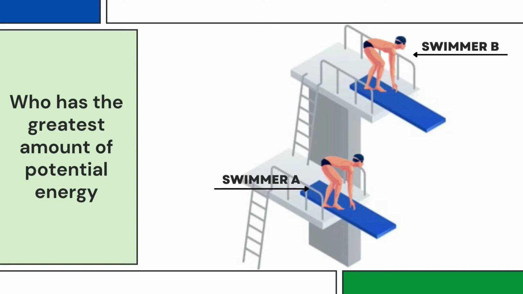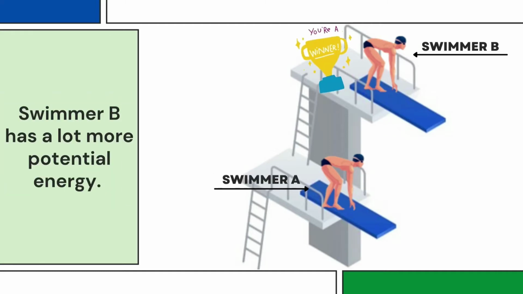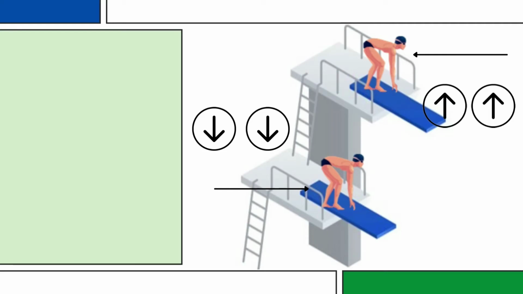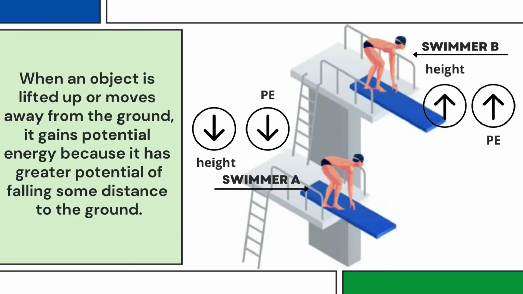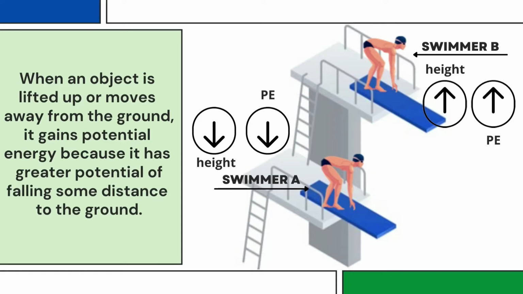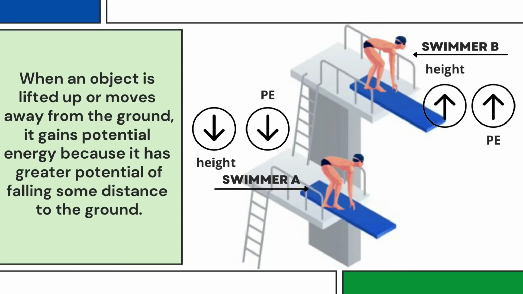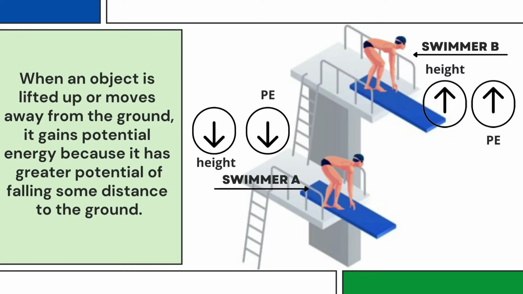Consider these two swimmers with the same mass but standing on platforms of different heights. Swimmer A is standing on the platform with a lower height. Who has the greatest amount of potential energy? So swimmer B has a lot more potential energy because he is standing on a higher platform. Why? Because the closer an object is to the Earth's center of gravity, or simply the closer the object is to the ground, the less potential energy it has.